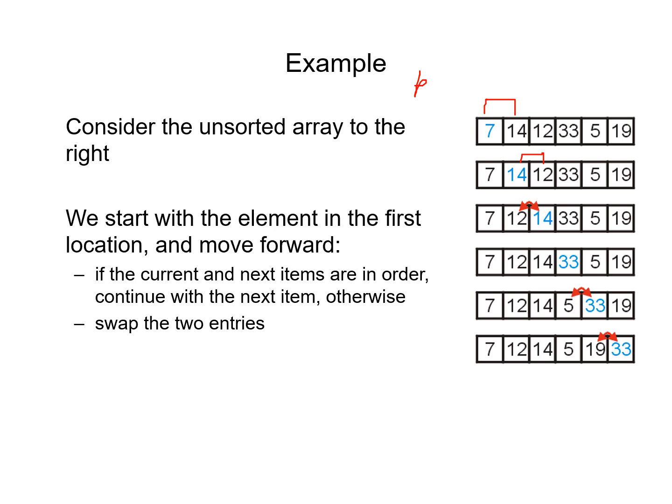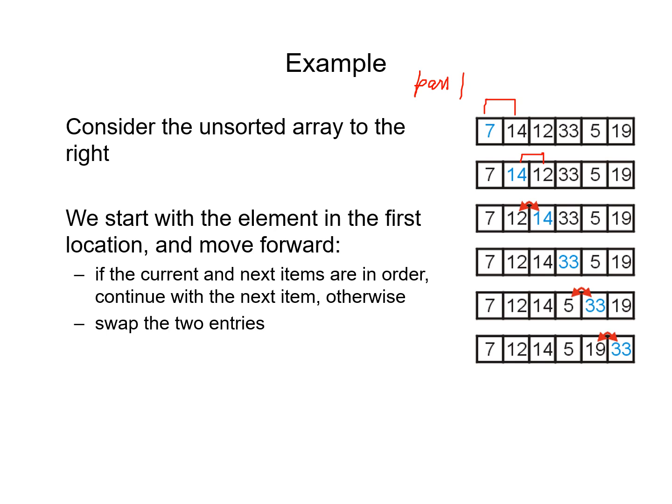I'm talking about pass 1 only. Now these two are compared, and 12 and 14 will be swapped. Now 14 and 33 will be compared. 14 is less than 33, so no swapping is required. Now 33 and 5 will be compared. Yes, swapping is required. In the next iteration, 19 and 33 will be compared, and you can see in 33 we are getting the largest element.